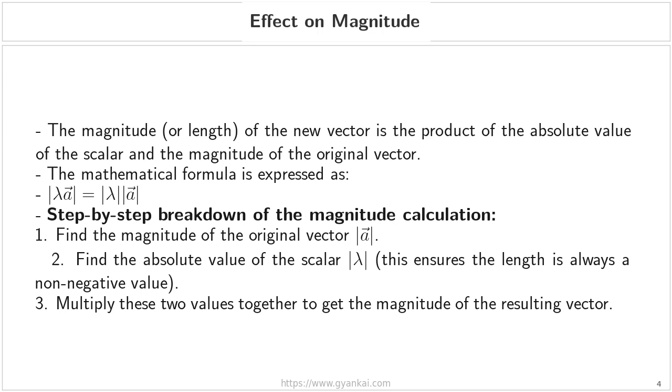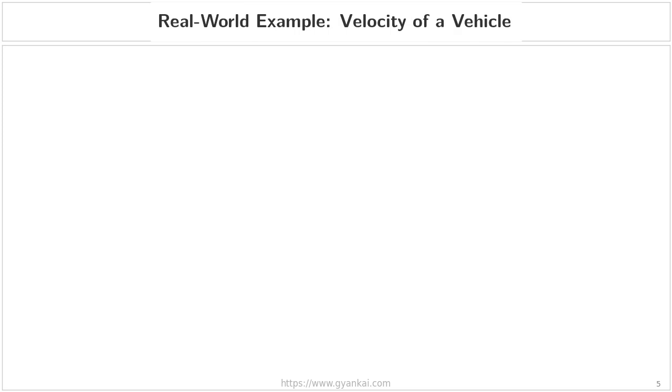Now that we understand how the scalar affects the direction of the vector, let's move on to the effect on magnitude, or the actual length of the vector. Once we've mastered this calculation, we'll apply it to a practical scenario involving the velocity of a moving car in the next slide. Real-world example: velocity of a vehicle.